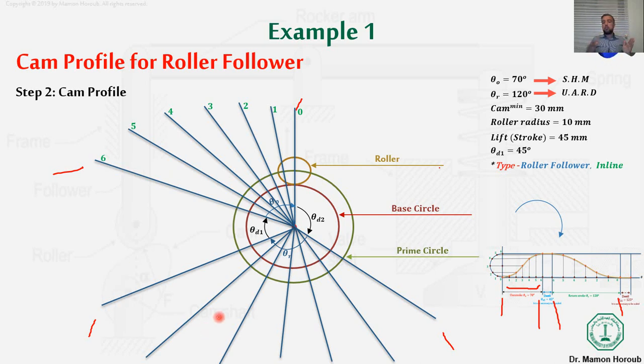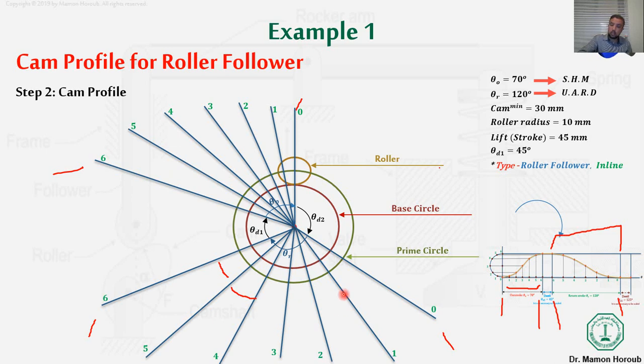But for the other period, which is the return period, we also need to divide it into 6 pieces, as we have done in the displacement diagram. Here we have divided it into 6 pieces. And this 120 degrees over 6 is every 20 degrees. That means here we have 20 degrees, here we have 20 degrees, and so on.